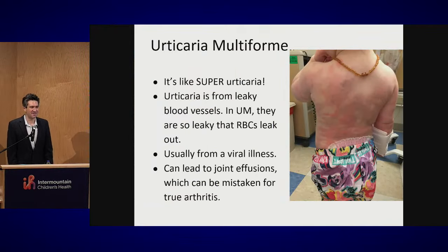This is one of my favorite diagnoses. I like the diagnoses that make me seem smart, and I find that this one makes me seem smart for some reason. It's like super urticaria. So the way I describe it is urticaria gets swollen because the blood vessels get a little bit leaky when you have urticaria, and so some serum leaks out and they get a little raised. In urticaria multiforme, the vessels get really leaky, so some red blood cells leak out, and that leaves you with this bruise-like appearance. Just like normal urticaria, this is usually from a viral illness.